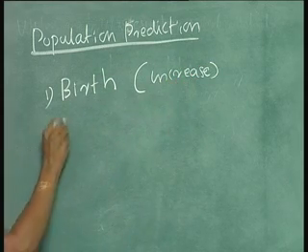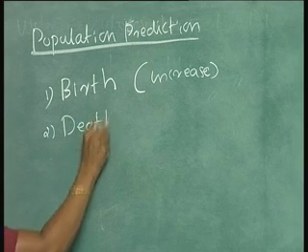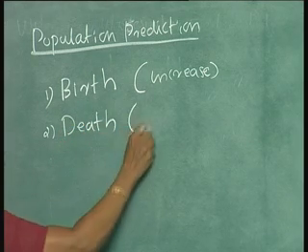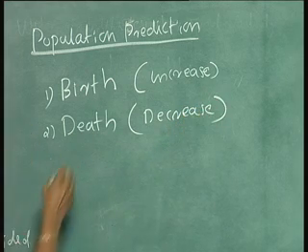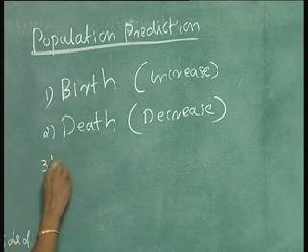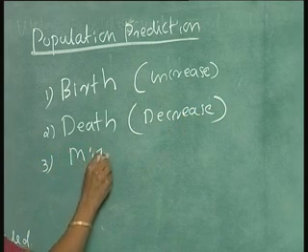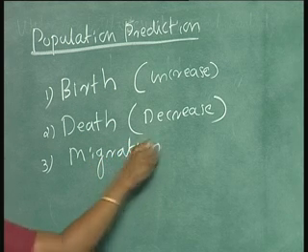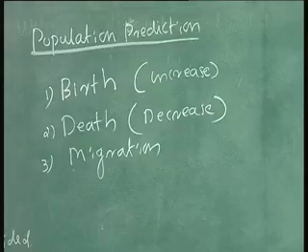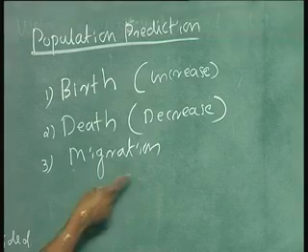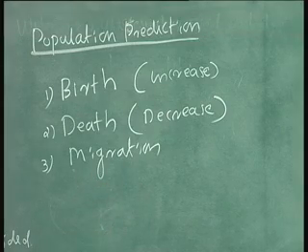Second one is death. It will be decreasing the population, and third one is migration. This migration may increase or decrease the population depending upon how the migration is taking place.